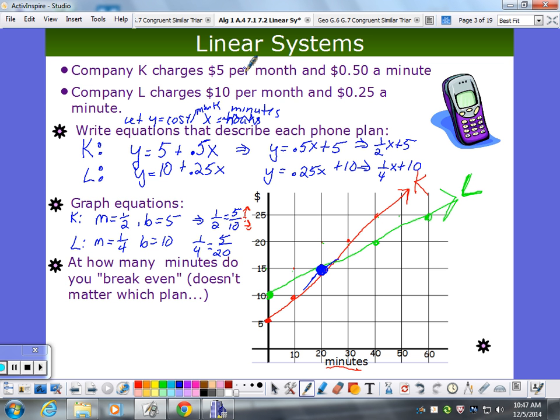Anybody have GPS in their car, or maybe on their phone? Do you know what it is, GPS? It's a global positioning system. It can tell you where you are on Earth, right? And it was developed by the military, but now we found all these nice applications for it. And GPS uses linear systems. That's how it figures out where you are.